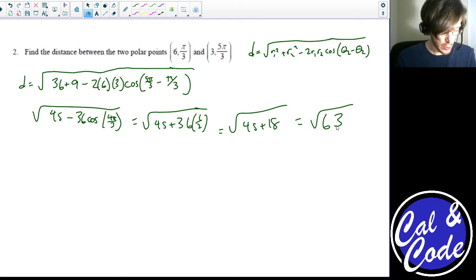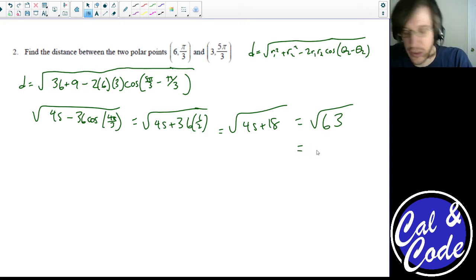I would be fine with you leaving it as the square root of 63. But if you were curious and you wanted to write it out, I would prefer you give it to me in a way that is what you'll do next year in AP Calculus, and that is give me 3 decimal places of accuracy, so 7.937.